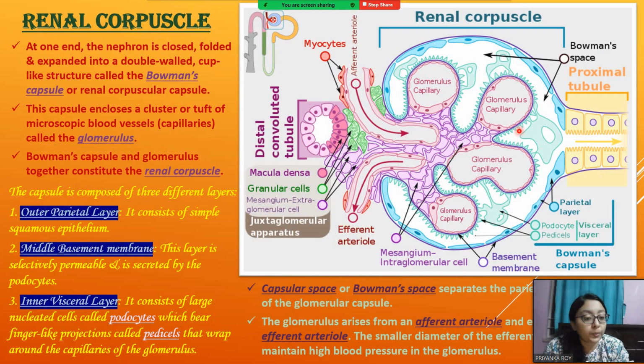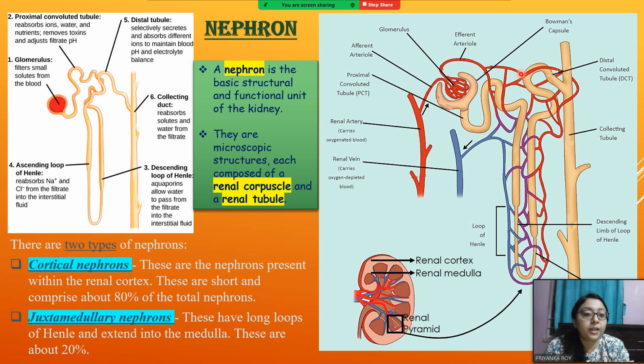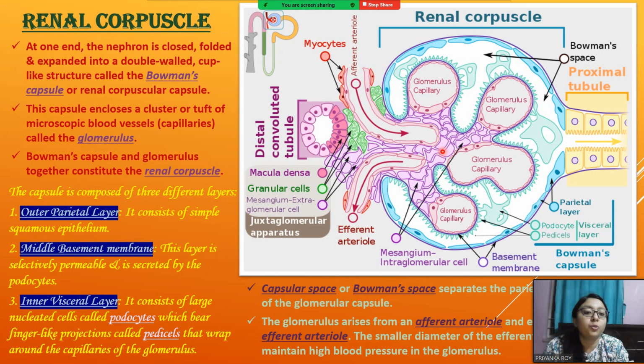So this is the renal corpuscle. Just this portion has been zoomed in here, and it is given like this. So this is the inside of the renal corpuscle. The Bowman's capsule, which is the blind end of the nephron, is a double-walled cup-shaped structure. This is known as Bowman's capsule. This capsule encloses a tuft of capillaries, a bunch of capillaries, which is known as the glomerulus. So the glomerulus and Bowman's capsule together are called the renal corpuscle.